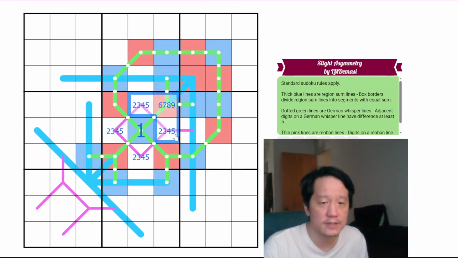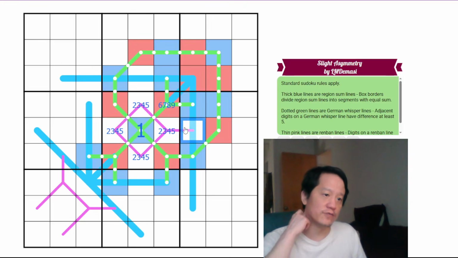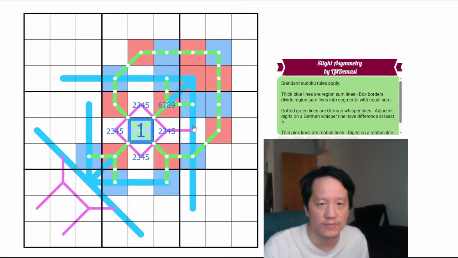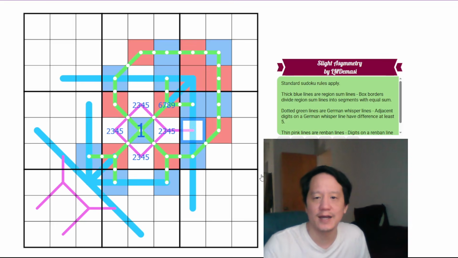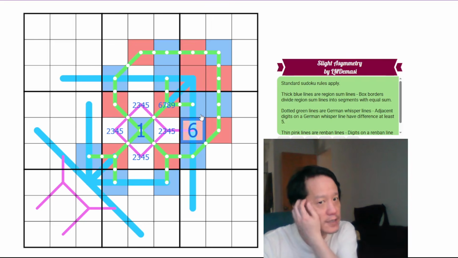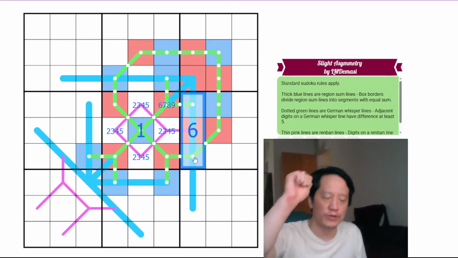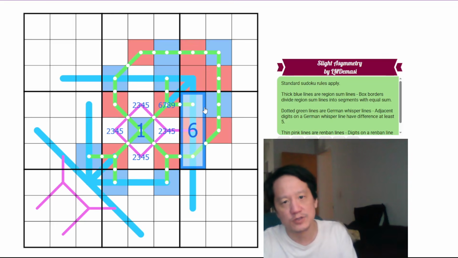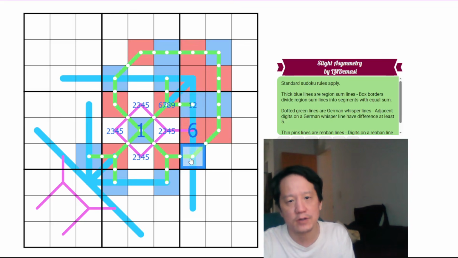And since it's 2, 3, 4, 5, the remaining digit to form a renban must be either 1 or 6, but it cannot be 1 because of 1 in the row. So this has to be a 6, which is a high. And 6 can only add up with 1 and 2 to add up to a single digit of 9. So this must be a 1-2 pair here, which adds up to 9.